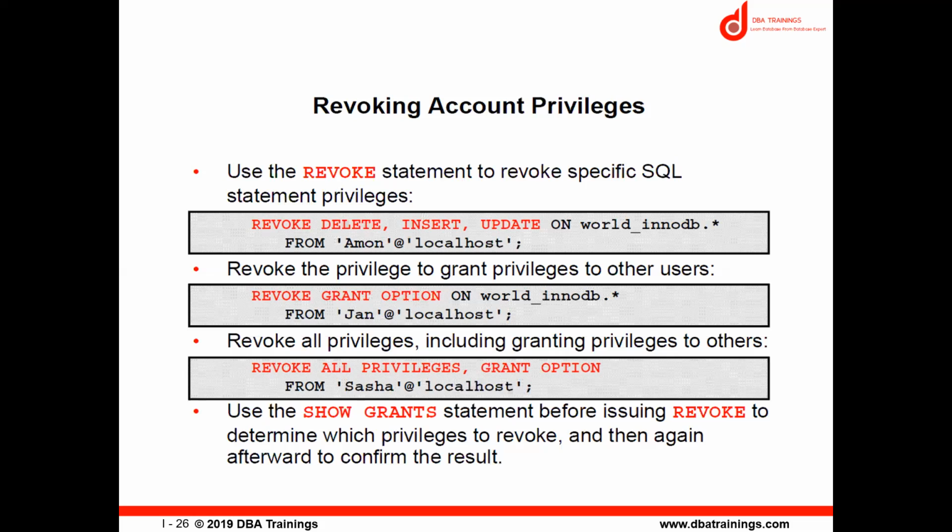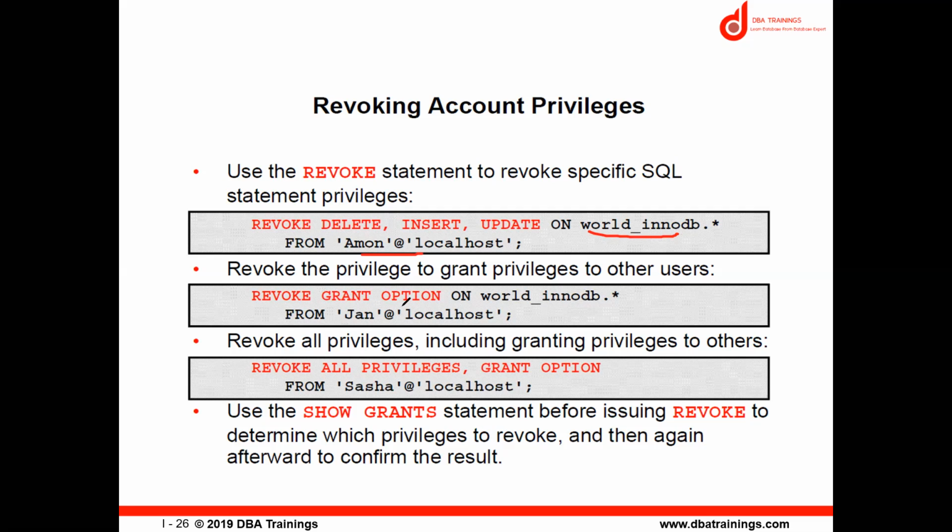In this example, you can see what we are doing on the world InnoDB database. Are you able to see? So I am revoking the privilege from the world InnoDB database, and then you can see that we have a FROM clause. The FROM clause is specifying the account name from whom you are removing the privilege. Got it? So that's how you can revoke.